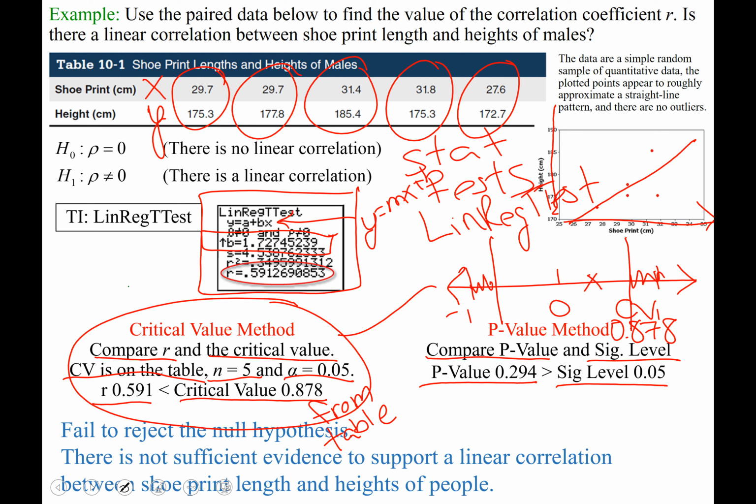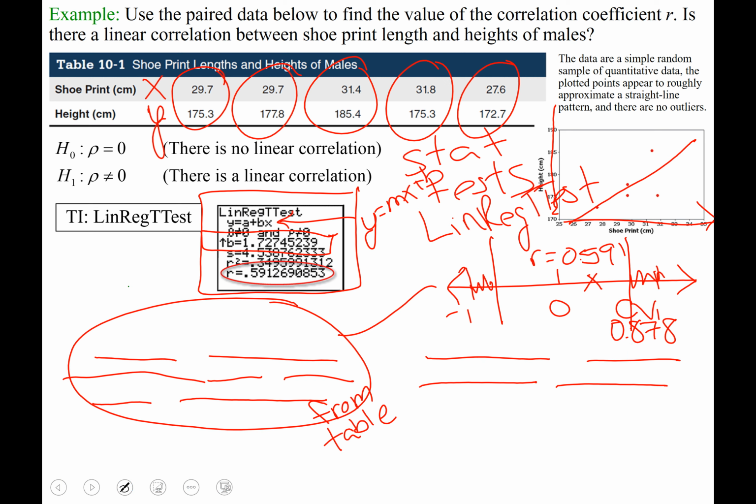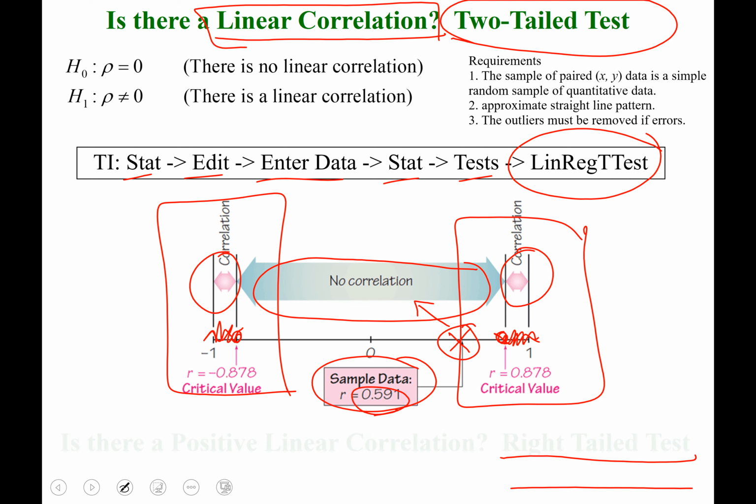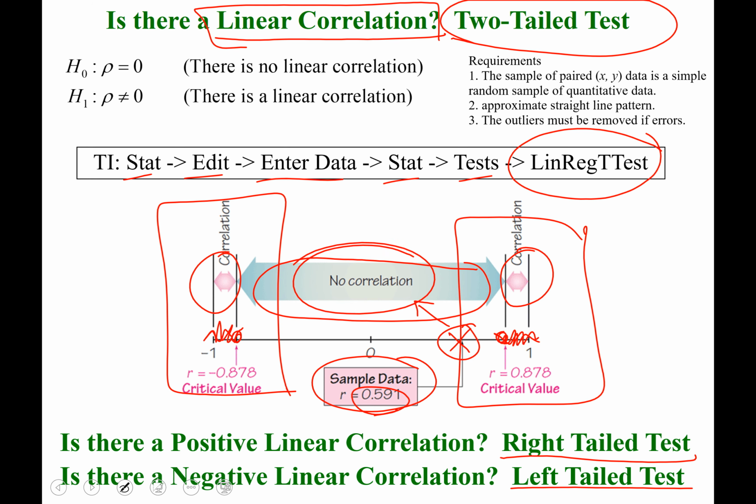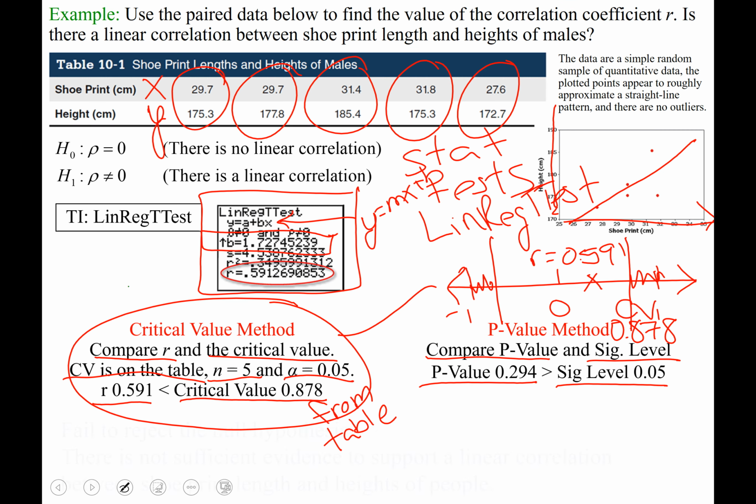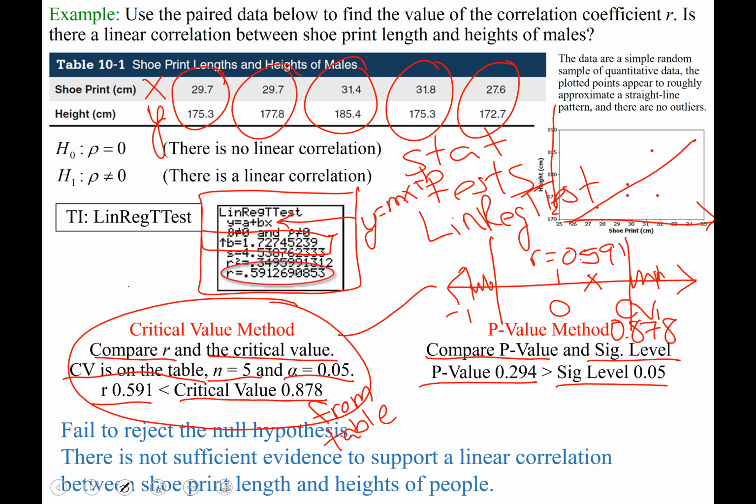This is the same graph from that last slide. So if my writing isn't nice and clear for you to read, look at that last slide and you can see that our r equals 0.591 falls in the no correlation region. So that supports our conclusion that there is not sufficient evidence to support a linear correlation.